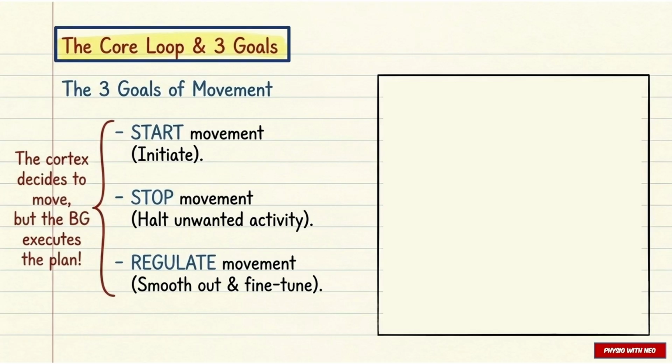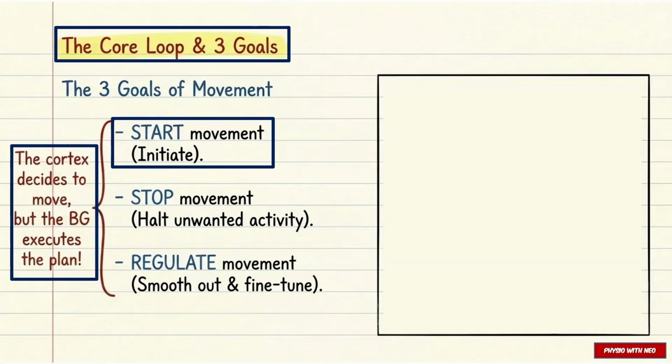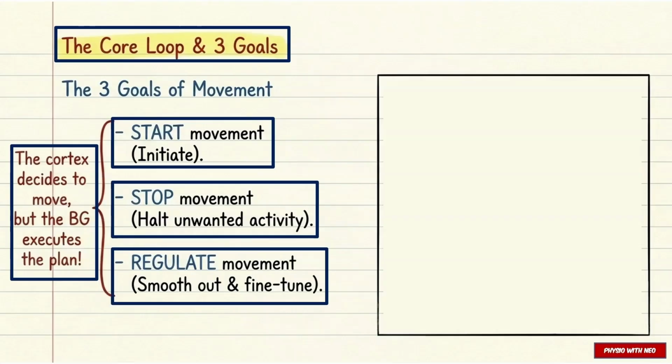Now comes the heart of the topic. Instead of memorizing 6 or 7 points, understand one basic principle. Basal ganglia do not produce movement, they regulate the movement. Their functions mainly include 3. First, starting the movement, that is initiation; stopping the movement, that is halting unwanted activity; and regulating the movement, that is smoothing out and fine tuning.